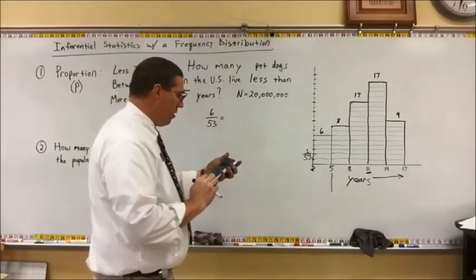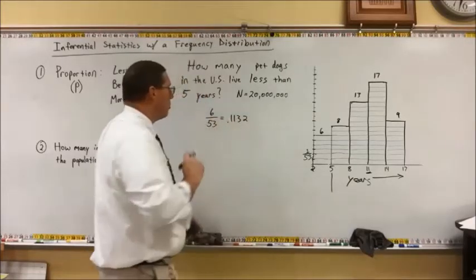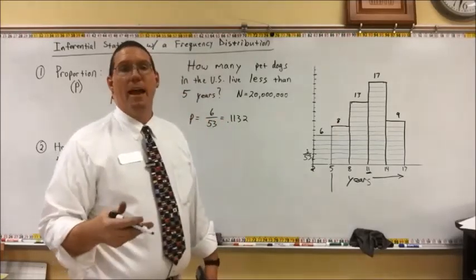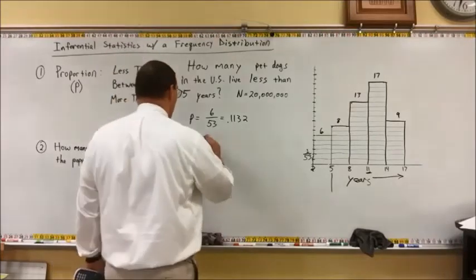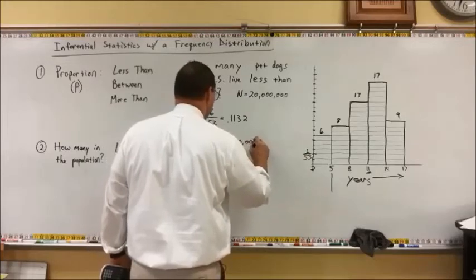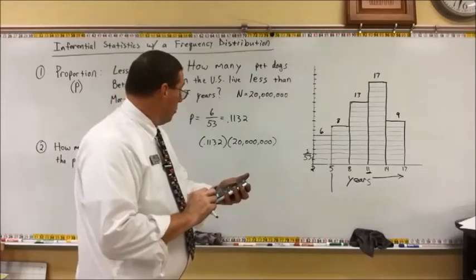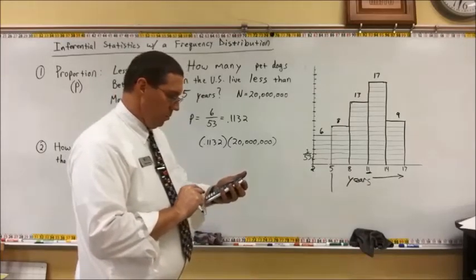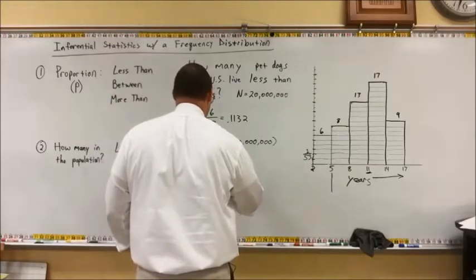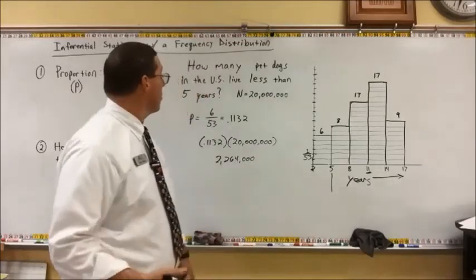6 out of 53 is equal to 0.1132. We're now going to multiply, so that's the P, that's the proportion. 0.1132, we're going to multiply that by 20 million. So 0.1132 times 20 million. Okay. 0.1132 times 20, and we get 2,264,000. 2,264,000 dogs.